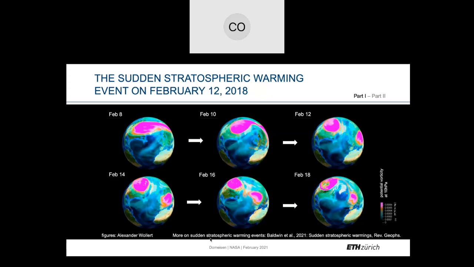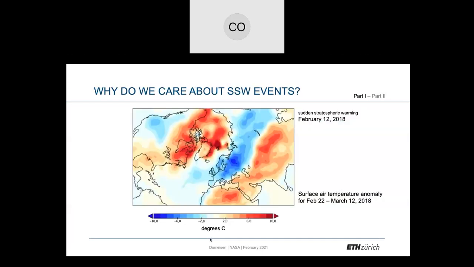The interesting thing here that I'd like to look at is what happens at the surface after these events happen, because that's really the interesting part here if you want to try to understand predictability.